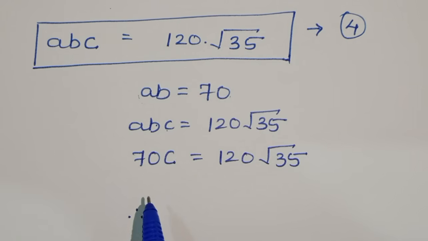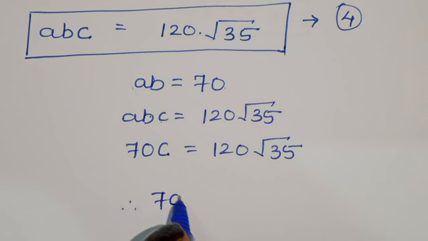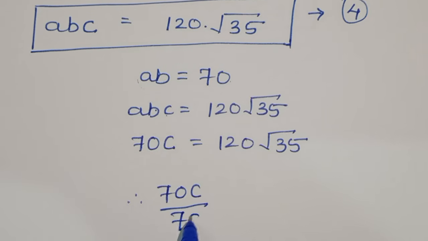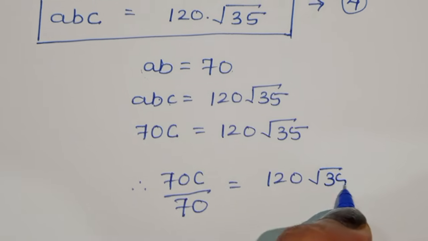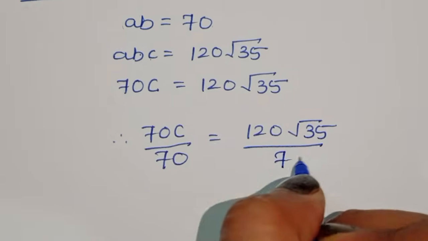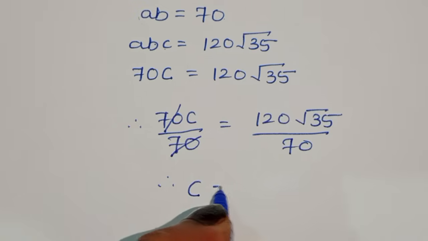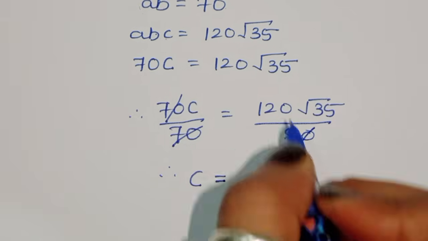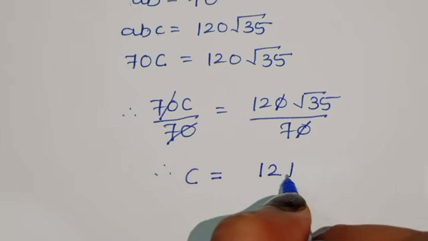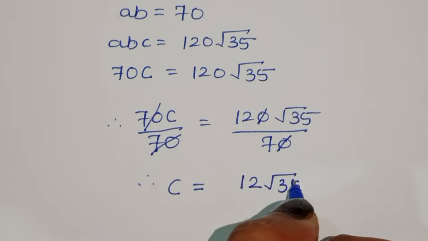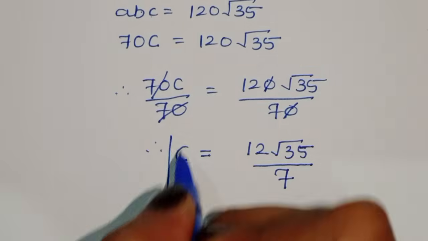Therefore we can say the value of C is equal to, so we divide both sides by 70. 70C divided by 70 is equal to 120 square root of 35 divided by 70. Now this 70 is cancelled from this 70, therefore C is equal to, now 0 is cancelled by 0, so we will get here 12 square root of 35 divided by 7. So this is the value of C.